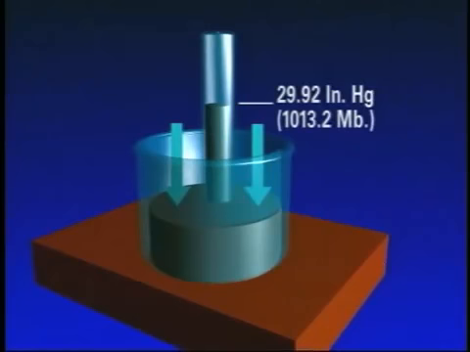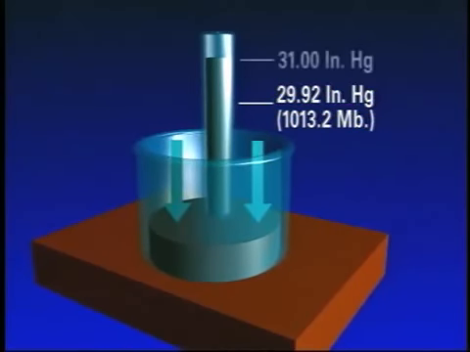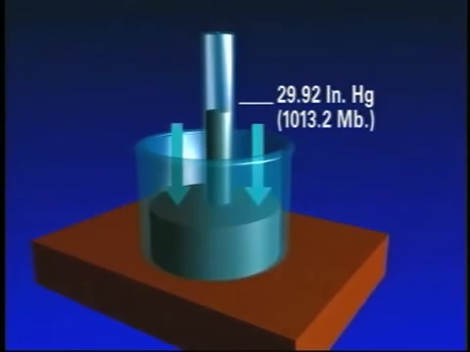The average atmospheric pressure of the Earth will make the mercury rise 1,013.2 millibars, or 29.92 inches. This measurement is considered to be standard pressure. During periods of higher atmospheric pressure, the force exerted upon the mercury is greater, which forces the mercury to rise. The reverse happens during periods of lower than standard pressure.